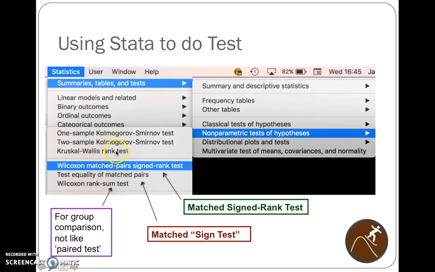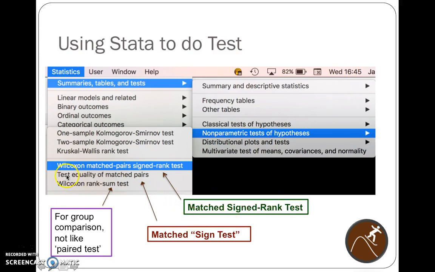If you want to use point and click methods, at the very top of your Stata window, you'll come to statistics, summaries, tables, and tests, nonparametric test, and then you've got three options down here that may be of interest. The first one is the Wilcoxon matched pairs signed rank test. So that's the one that's the most powerful paired t-test equivalent. This is the one that assumes that the distributions look similar.